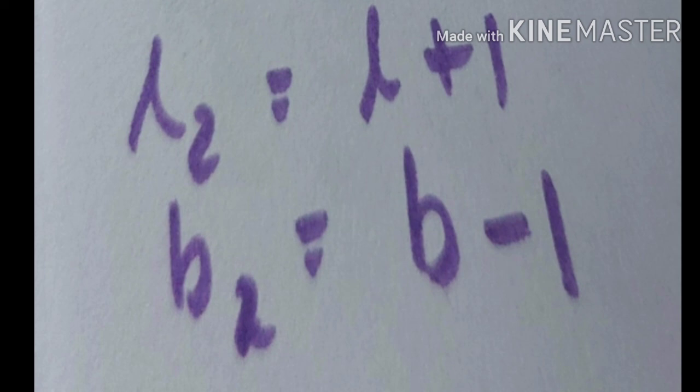But read further: if the length is increased by 1 and the breadth is decreased by 1 meter, the area is decreased by 5 square meters. Means in the second condition we have another two length and breadth, that is L2 is equal to L plus 1, increased by 1 meter, and breadth B2 is equal to B minus 1, that is decreased by 1 meter. So now they said that the area is also decreased by 5 square meters.